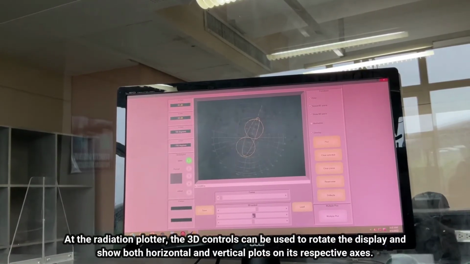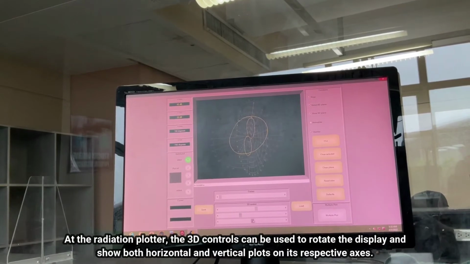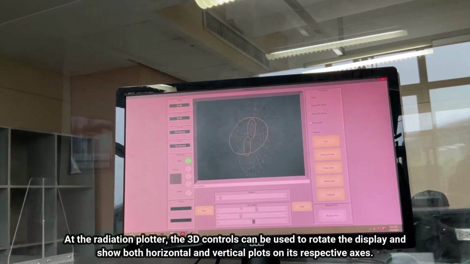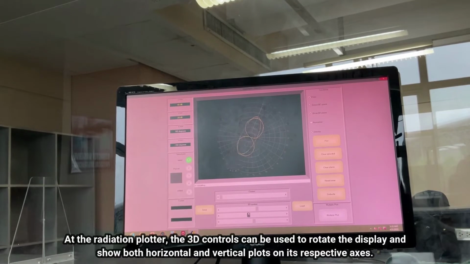At the radiation plotter, the 3D controls can be used to rotate the display and show both horizontal and vertical plots on their respective axes.